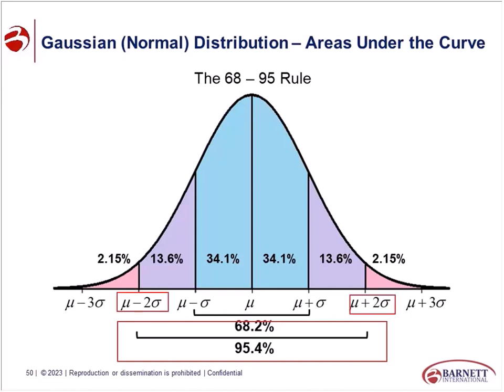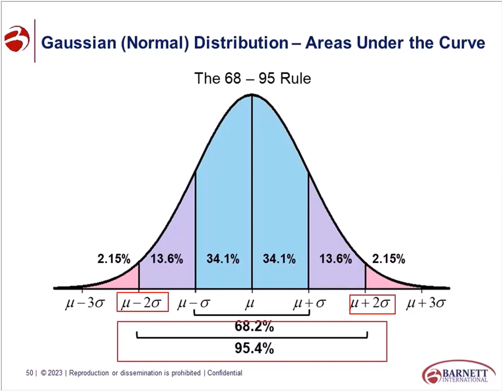So I'm using Greek symbols. Mu is the Greek symbol for the mean. The sigma is the Greek symbol for standard deviation. And what this cartoon diagram shows you is that 95% of all the observations under this bell-shaped curve, which is a sampling distribution of the mean, lie within plus or minus 2 standard deviations. Okay, so that's something to remember.